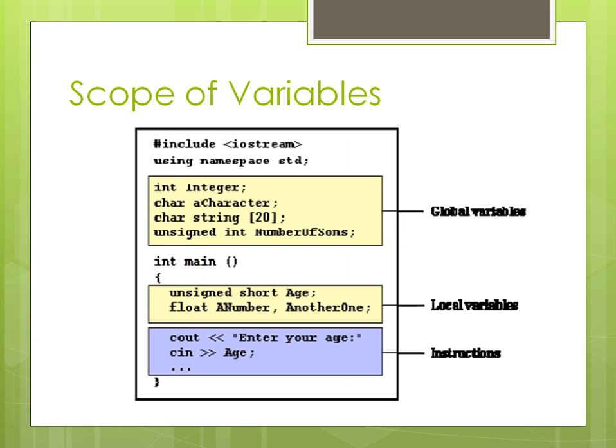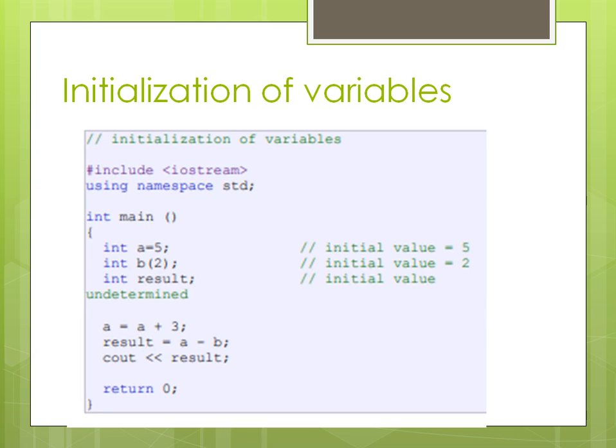And every single variable that is declared outside main, for example integer, character, string, and number of sons, all these four variables are declared outside main. So these four variables form a part of global variables. Okay, so this is the scope of variables.